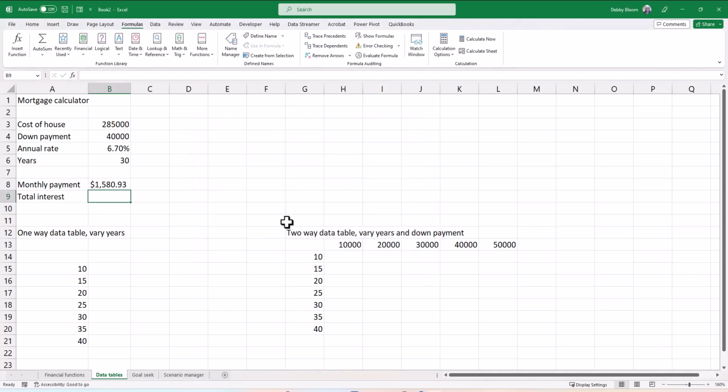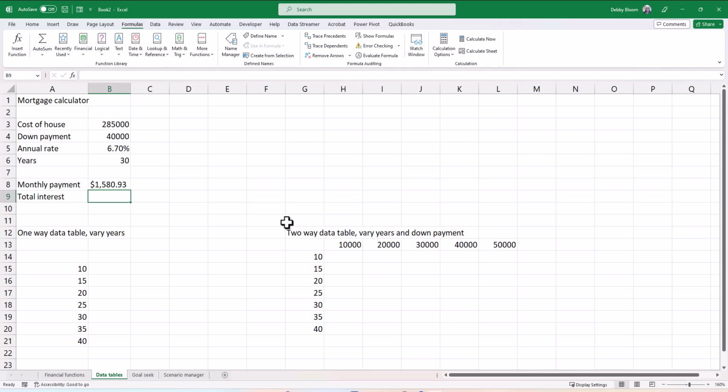Now, let me show you how to calculate the total interest paid. The total interest paid is the difference between the total of the monthly payments and what we borrowed. So we're making $1,580 a month, 12 times a year over 30 years, so 1,580.93 multiplied by 360 is what you're paying back. And we borrowed the cost of the house minus the down payment.